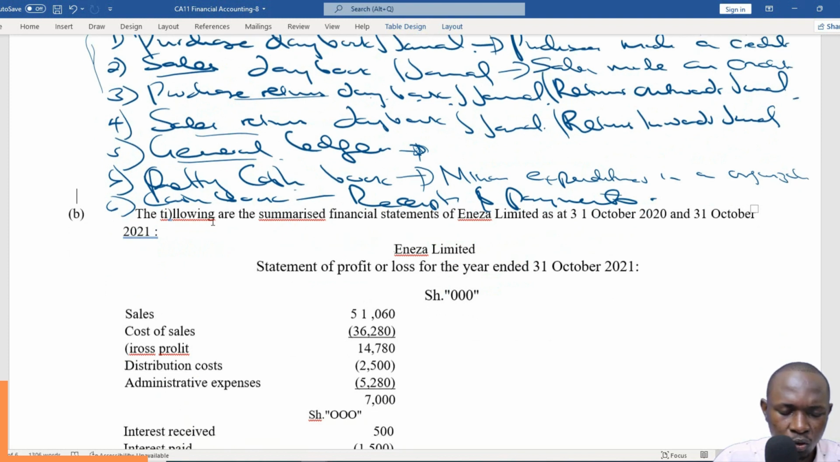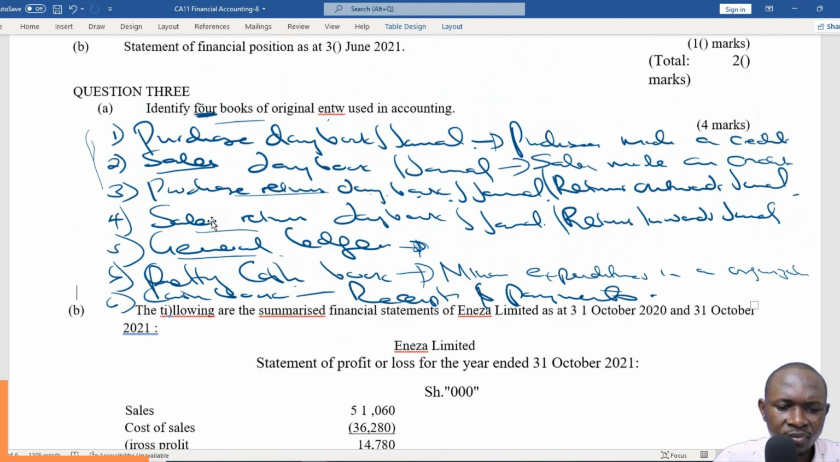Let's look at question 3b. The following are the summarized financial statements of Eneza Limited as at 31st October 2020 and 31st October 2021. So we have the sales, then cost of sales, gross profit.